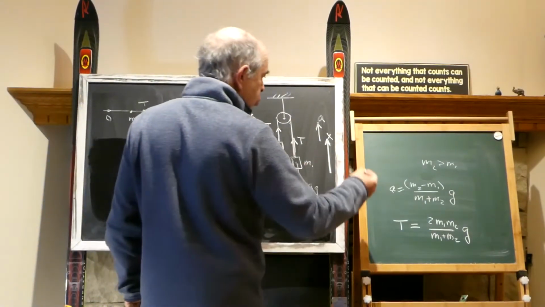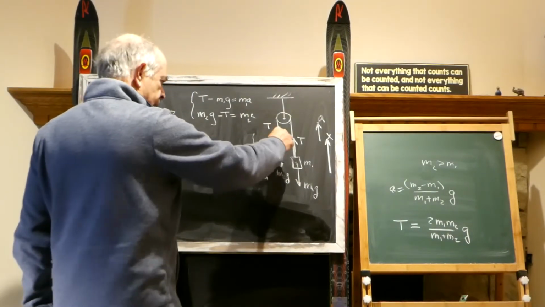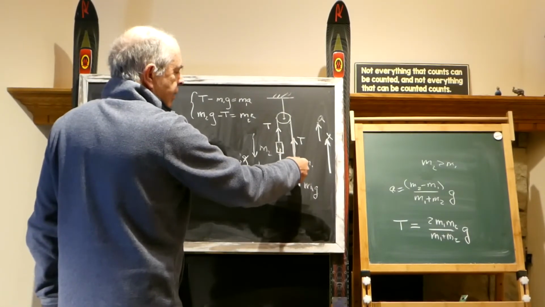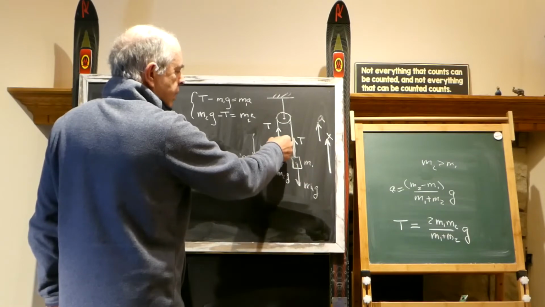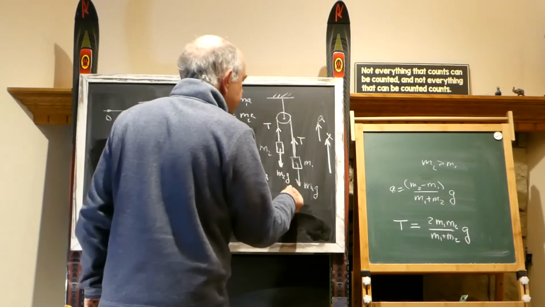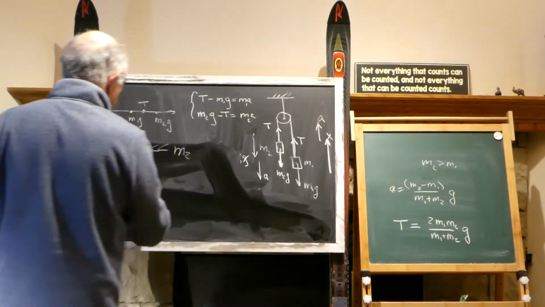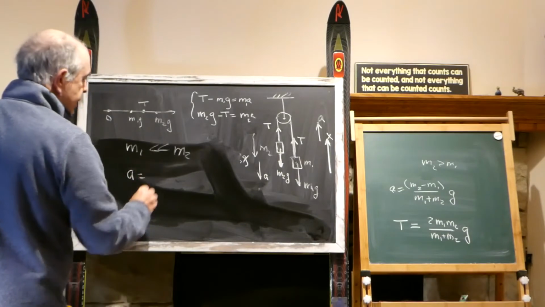So if m2 is a very big number, it goes very fast down, because this is nothing. Whether it's 1 gram, 2 gram, who cares? This m2g will be sending down everything, and this will fly with acceleration g. Let's look at this formula to see if this is the case.